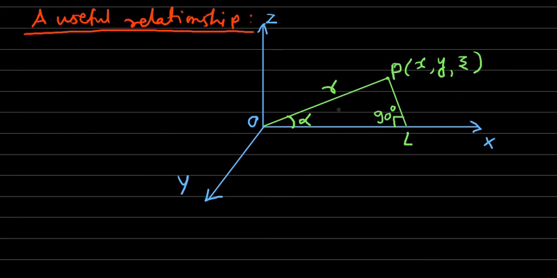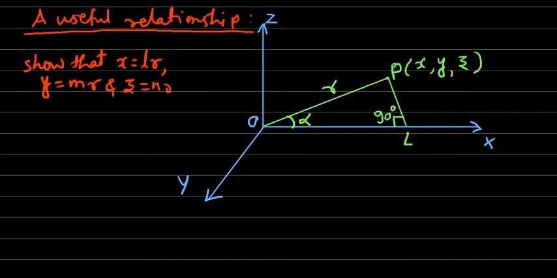Then what we have to obtain? We have to show that x equal to LR, y equal to MR and z equal to NR. So this we have to show. Okay, so we'll obtain this relationship. So we have made a construction as it is explained in detail.